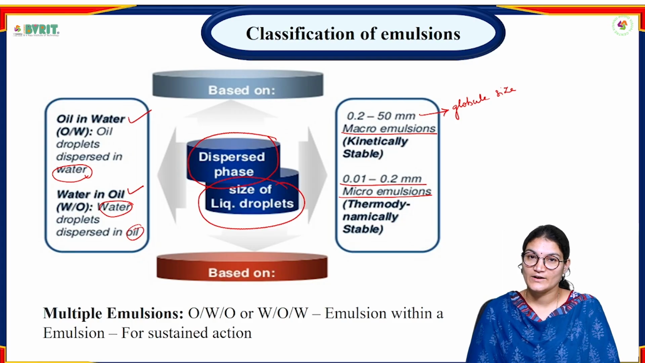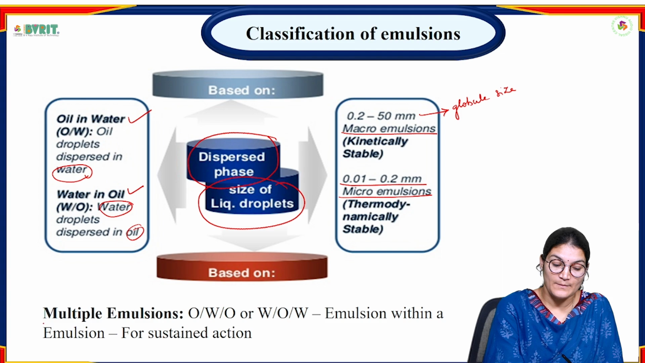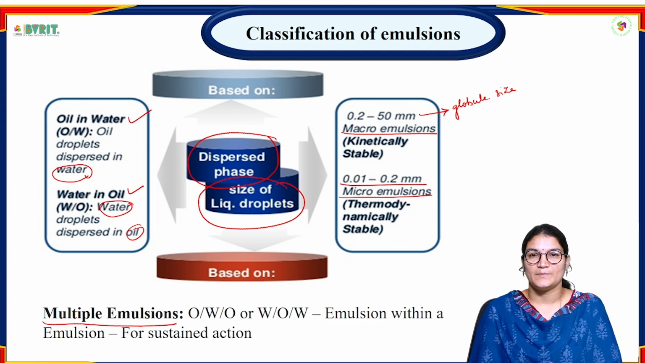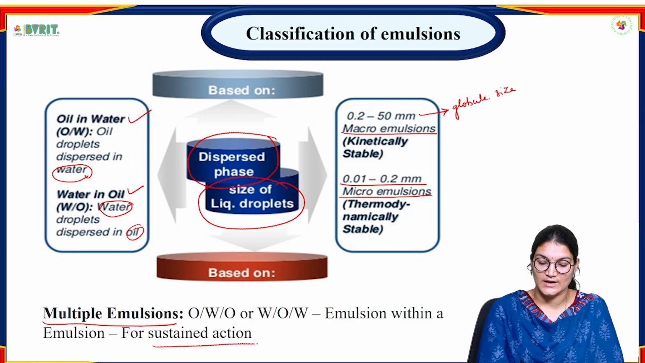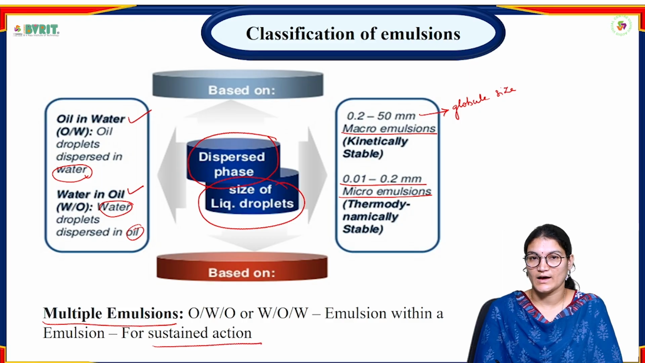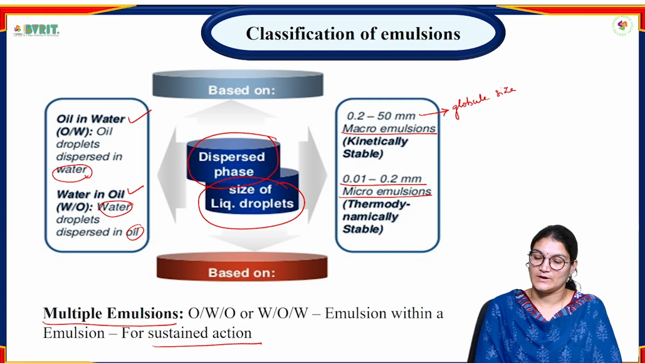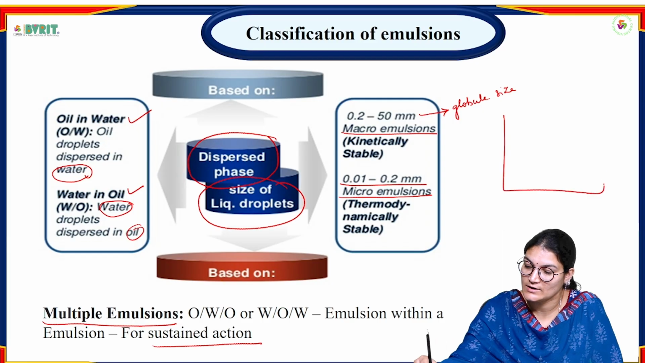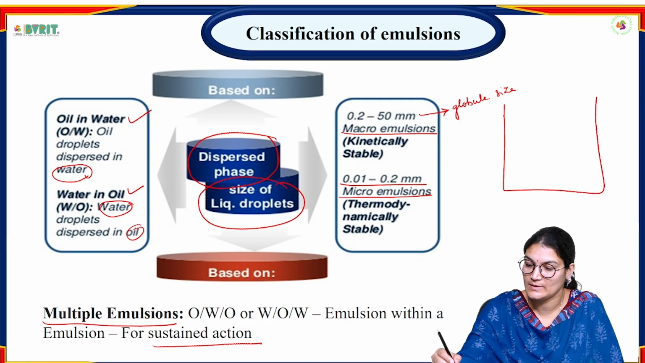And we have one more system, that is multiple emulsions. Basically, these multiple emulsions are used for sustained action. If you want to prolong the action of the emulsion, then you can go for multiple emulsions. Let me give you one example of a multiple emulsion.